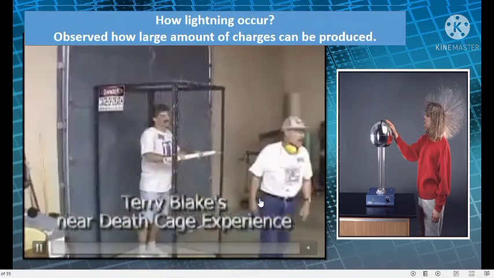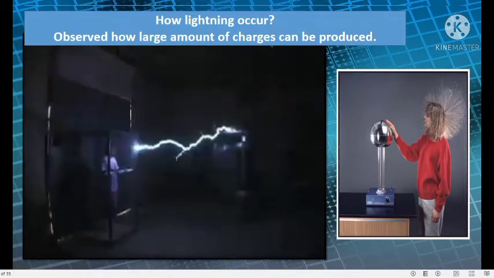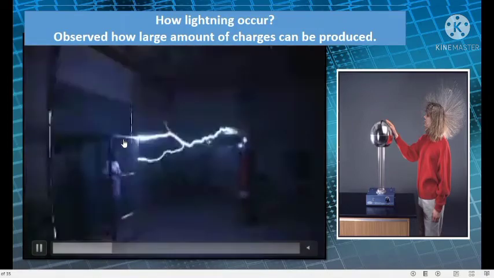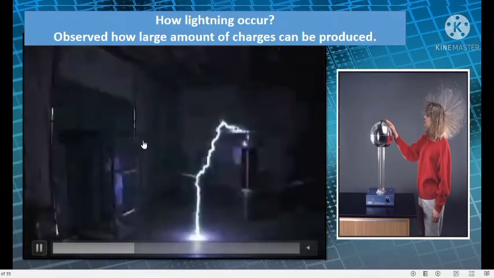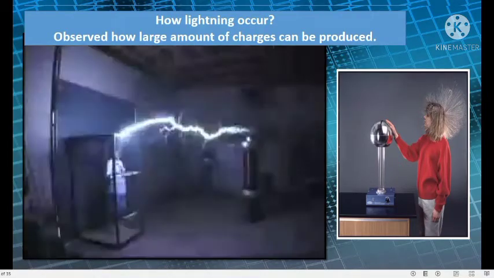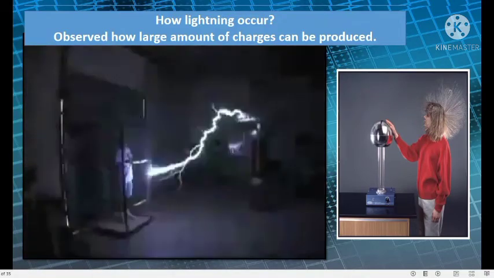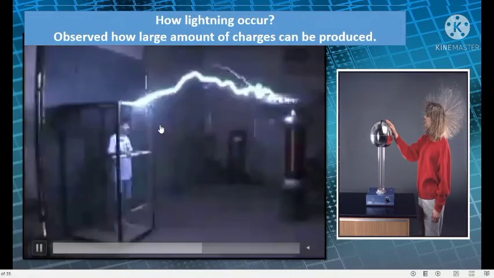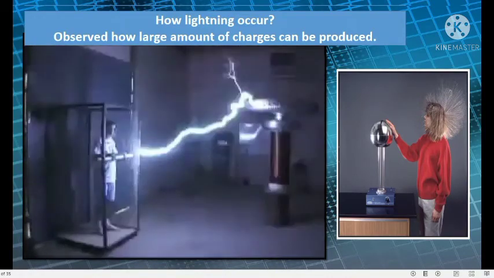The person is in the cage. So you can see, due to the imbalance of charges between the Van de Graaff generator and the cage, a large amount of charge is transferred to the cage. So this will produce lightning. The person is not struck by lightning because the charges that pass through are grounded. Okay, so you can observe how lightning occurs. If this person were struck by this lightning, of course, this would cause a fatal situation.